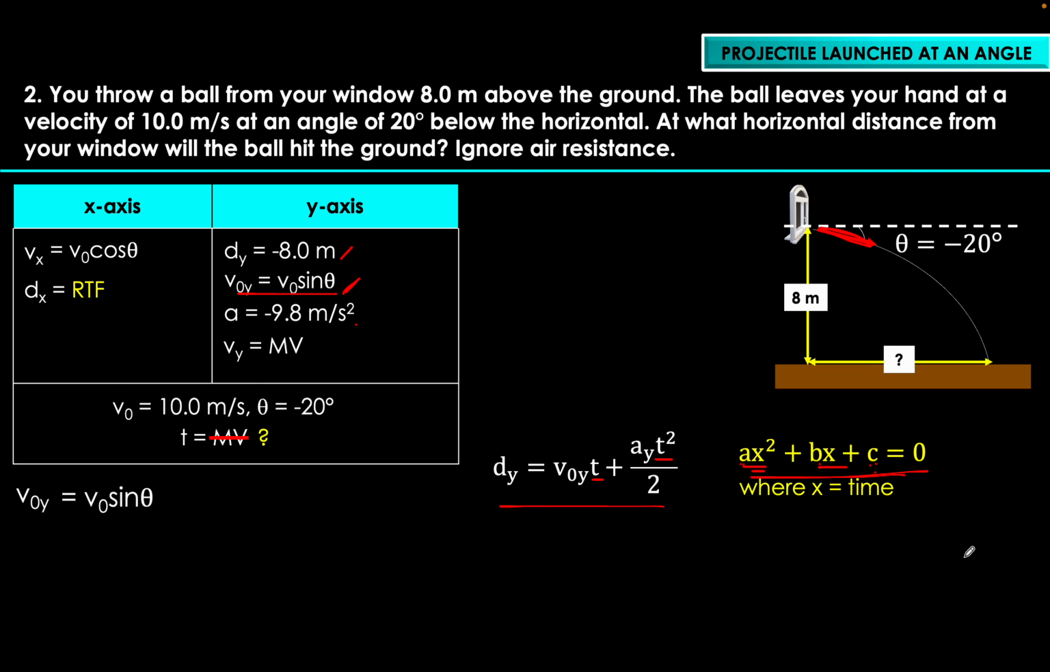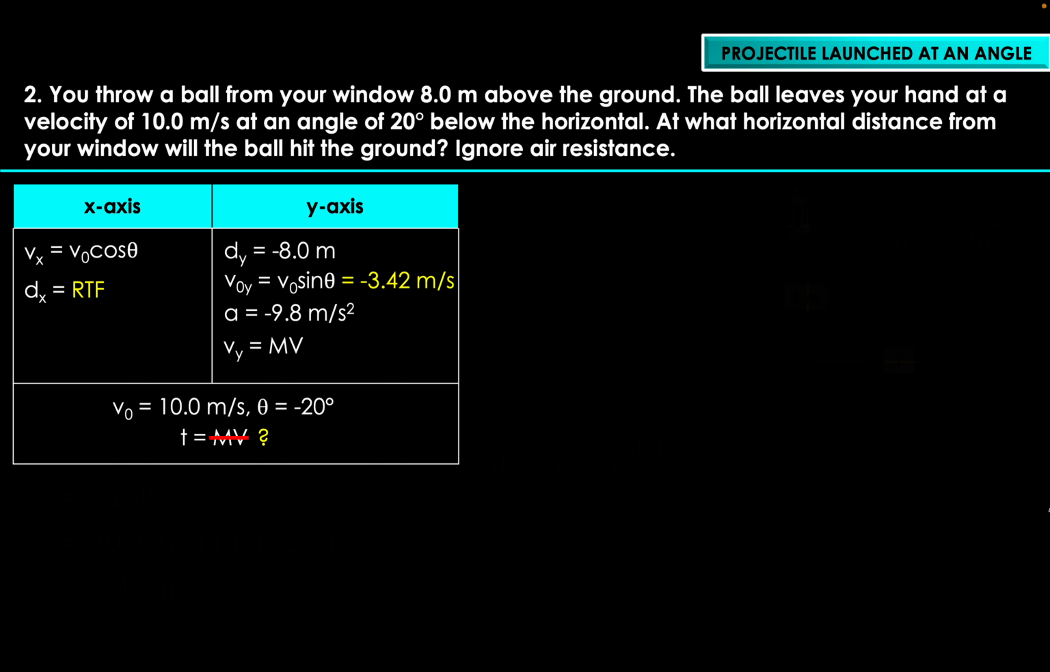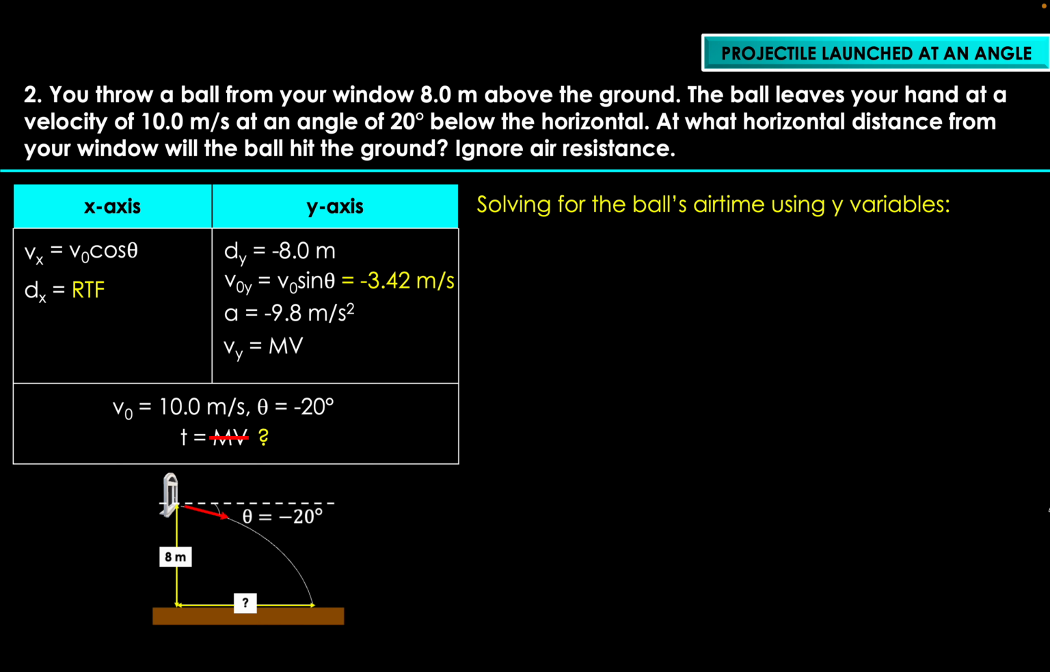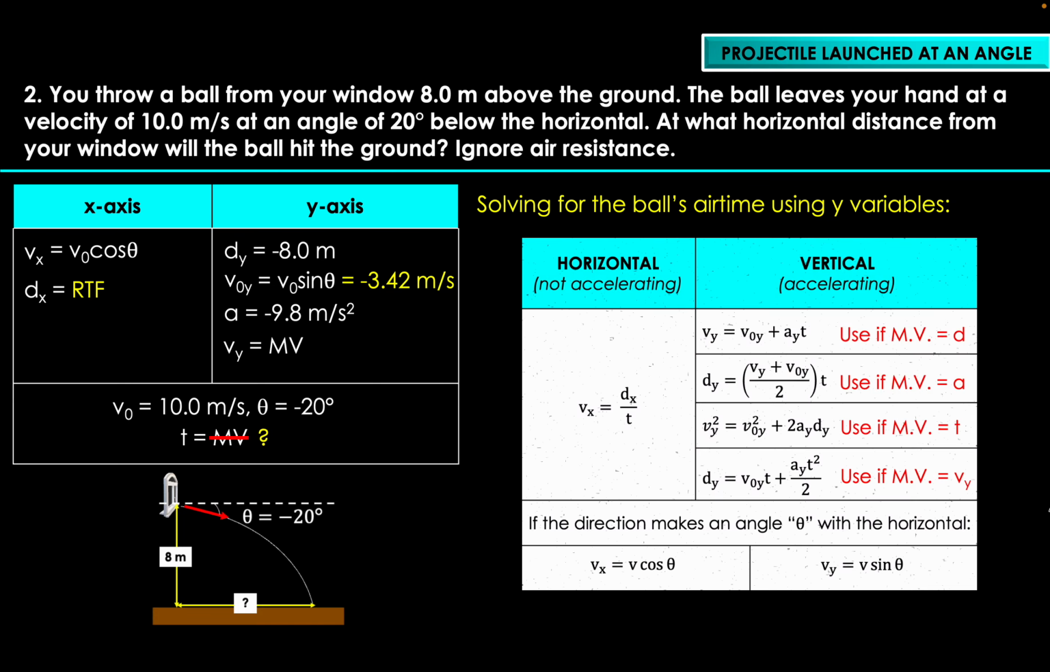So solving for v naught y, it's v naught sine theta, so that's 10 meters per second times sine of negative 20 degrees, the angle of projection, and you're going to get negative 3.42 meters per second. So that's the initial vertical velocity of the ball. That's good because we can readily use it afterwards in our quadratic equation. Moving forward, we're now going to solve for the ball's airtime using our y variables.